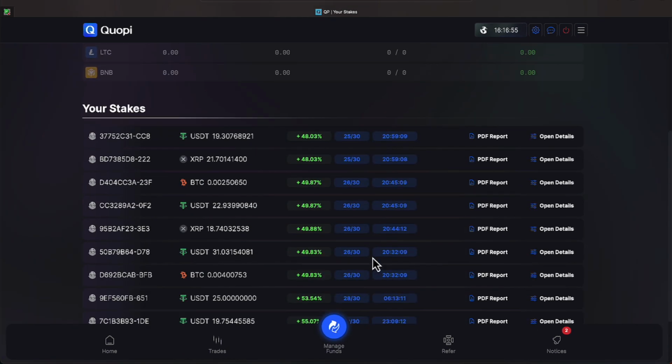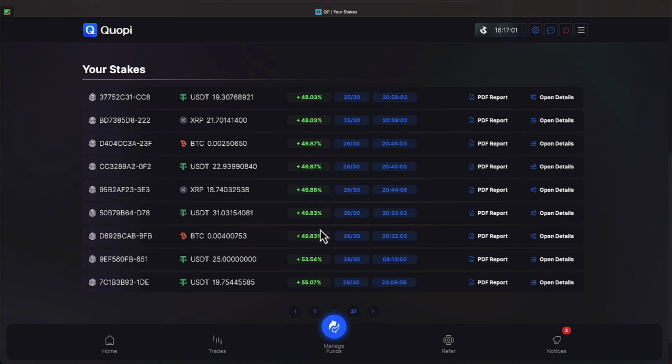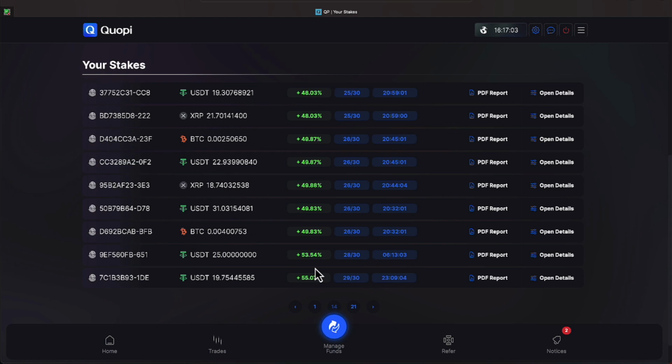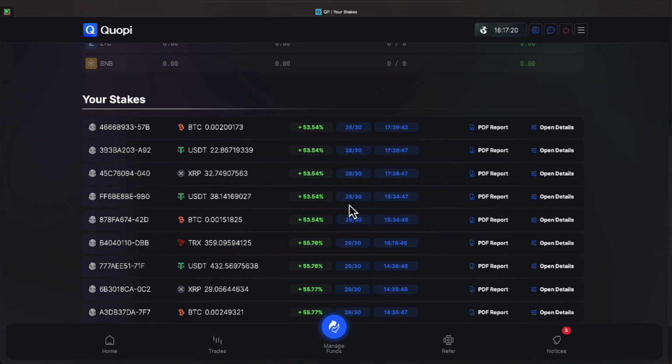We will go ahead and go to 26 trading days where Quopi has achieved a 49.87, and on 28 trading days, Quopi has achieved a 54.54%. And on 29 trading days, everyone, Quopi has achieved a 55.07. On Monday, this stake will expire because all stakes, again, are 30 days. Takes $10 to join Quopi, everyone.